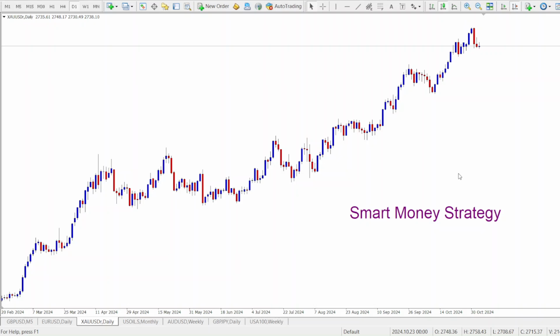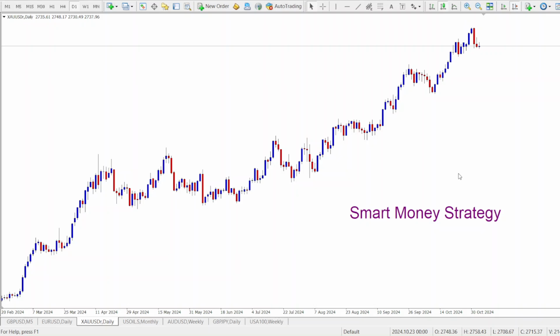All right, so first things first, what exactly is smart money? In Forex, smart money refers to large institutional traders like banks, hedge funds, and financial giants who influence the market with their huge buying and selling power. Now, when these big players make a move, it can shift the entire market, causing major price trends and such that impact retail traders like you and I.